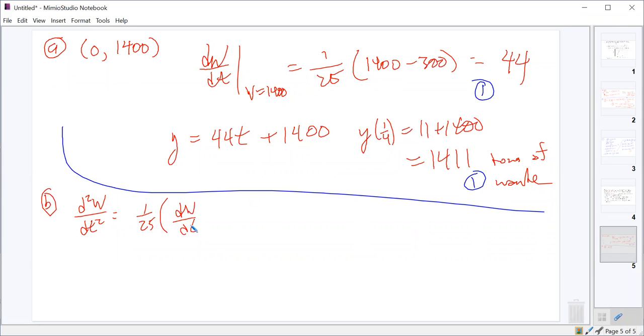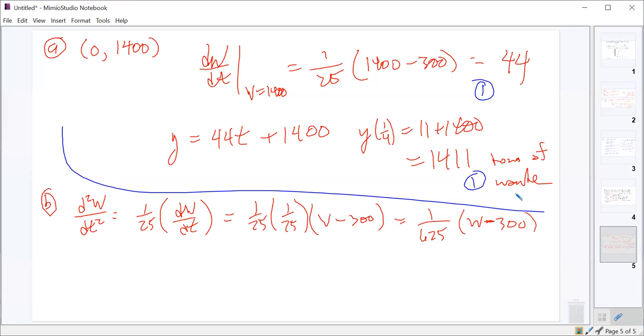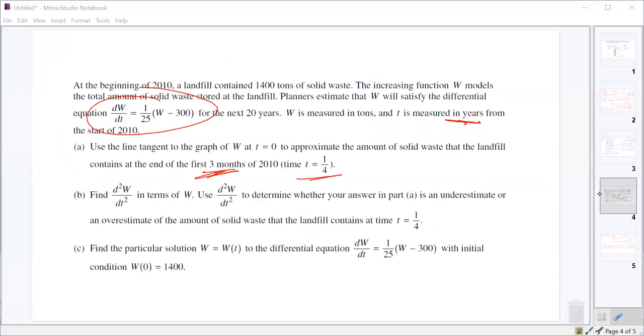So that's just dw dt, or 1/25 of 1/25 of w minus, what was it, 300, right? Or 1/625 of w minus 300. And then it says, so that's 1 point right there to get that. Then it says, is our tangent line approximation from part A an underestimate or an overestimate?